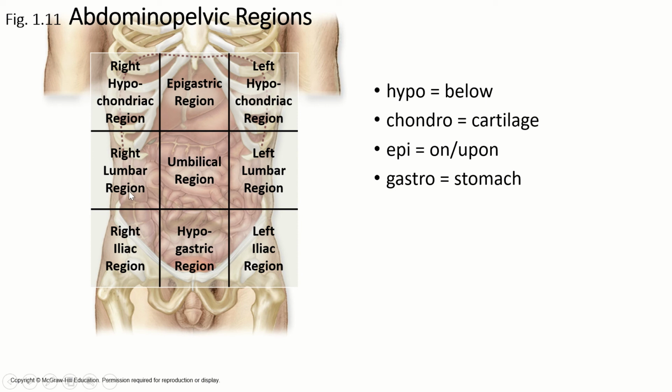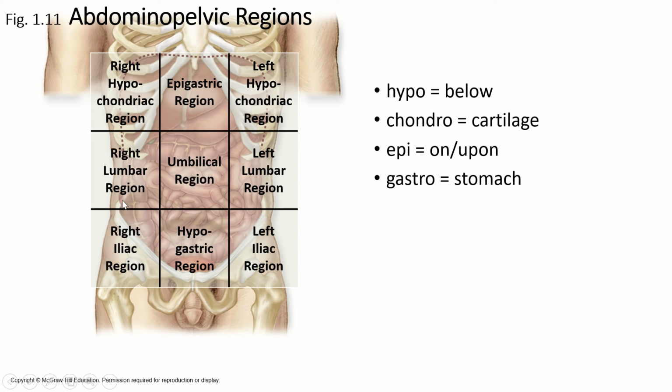This portion of the vertebral column has the lumbar vertebrae. It's called the lumbar section. So these are the lumbar regions. And then we have the hypogastric region in the middle, down below, which is under the stomach. I know it's not the greatest name, but that's what it's called. And then we have the right and left iliac regions.